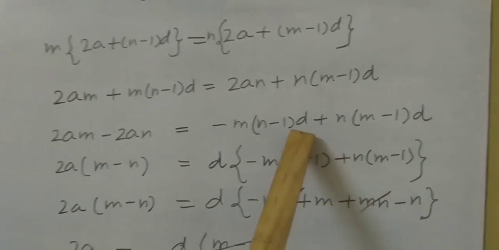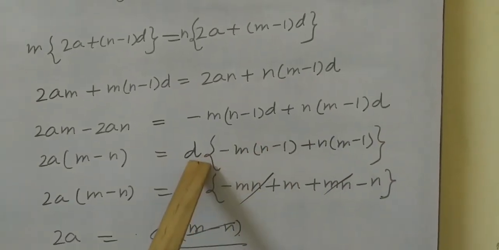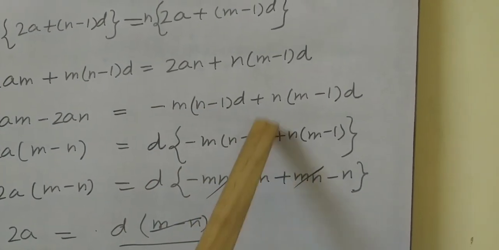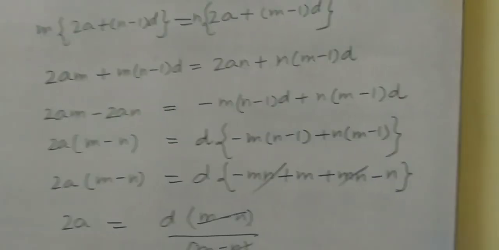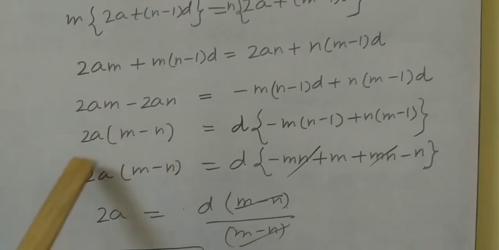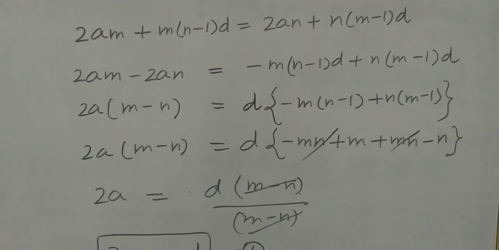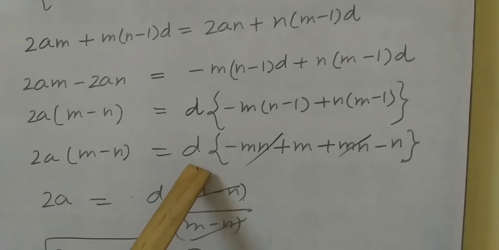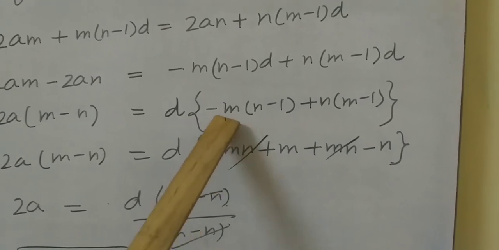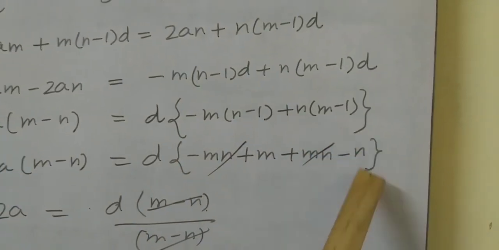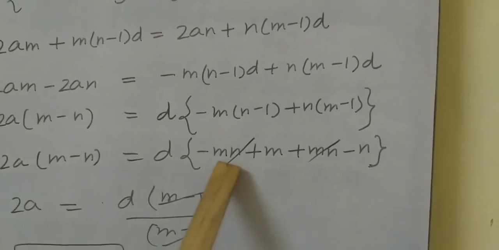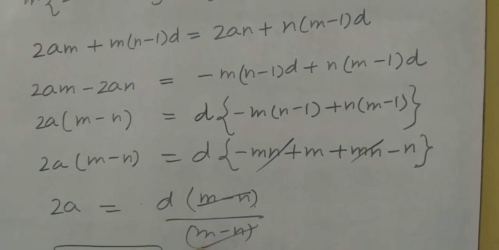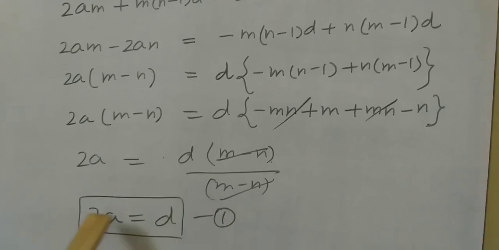Now student, you can see d is common in both, so we are taking d common here. What is left? Minus (n minus 1) plus n(m minus 1), and this side, student, 2a is common, (m minus n). 2a(m minus n) equals d. Open the bracket: minus mn plus m plus mn minus n. The mn terms cancelled, student. So this m minus n will come in the denominator, both will be cancelled. 2a equals d.